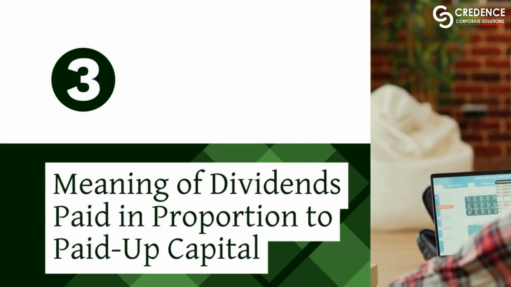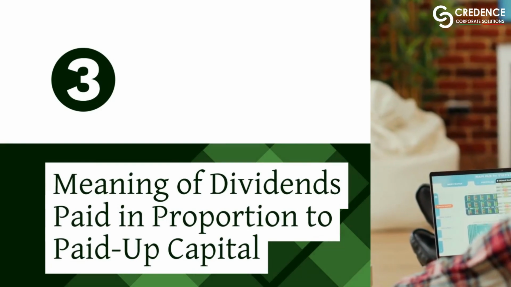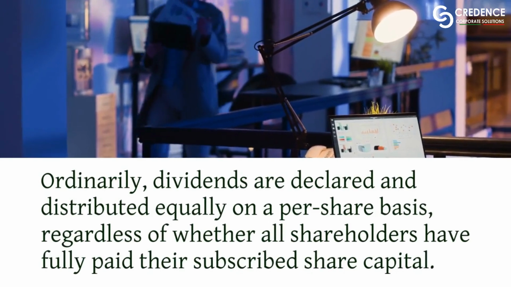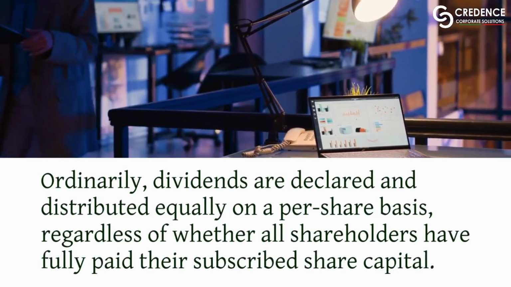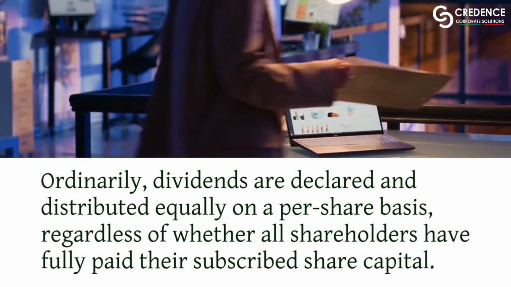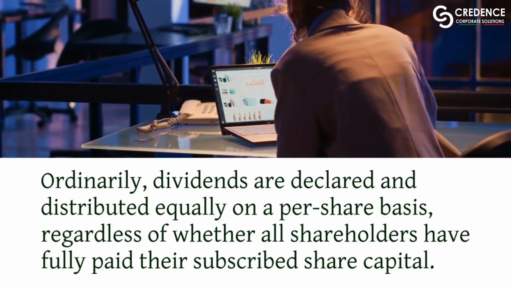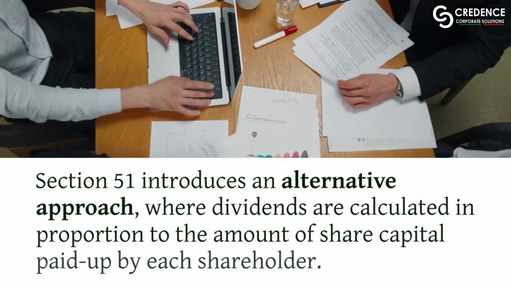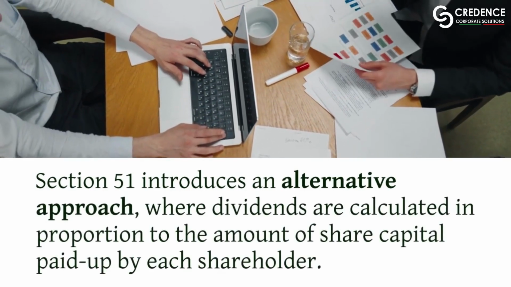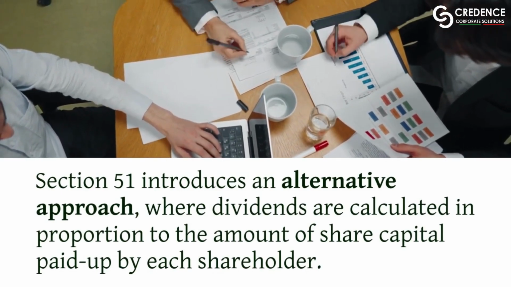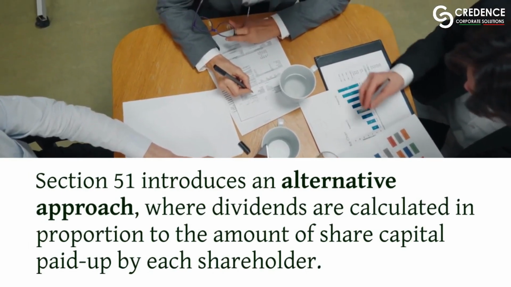3. Meaning of dividends paid in proportion to paid-up capital. Ordinarily, dividends are declared and distributed equally on a per-share basis, regardless of whether all shareholders have fully paid their subscribed share capital. Section 51 introduces an alternative approach, where dividends are calculated in proportion to the amount of share capital paid up by each shareholder.